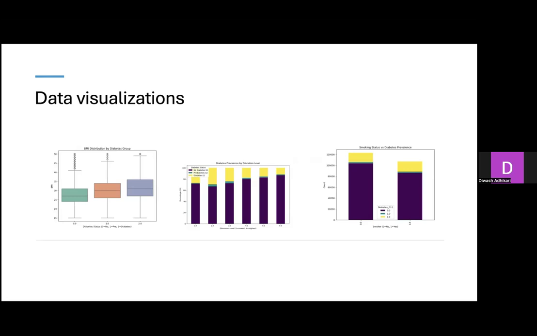We also examined the diabetes prevalence by education level. The results suggested that education may play a role, with diabetes status varying across different educational categories. Finally, we looked at the diabetes prevalence by smoking habits, and here we observed some differences, indicating that smoking might be associated with higher diabetes prevalence.